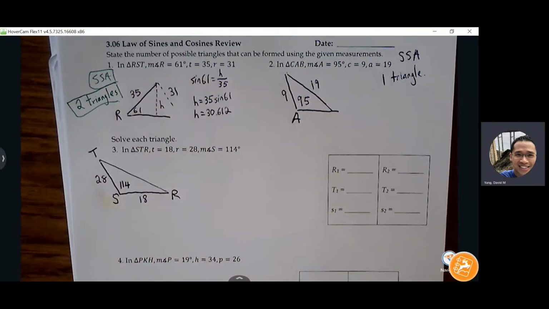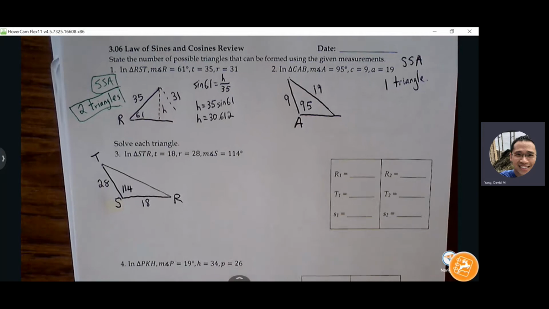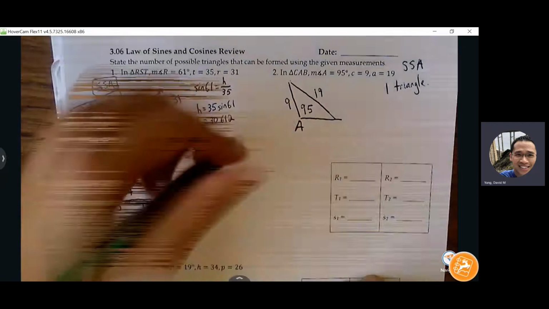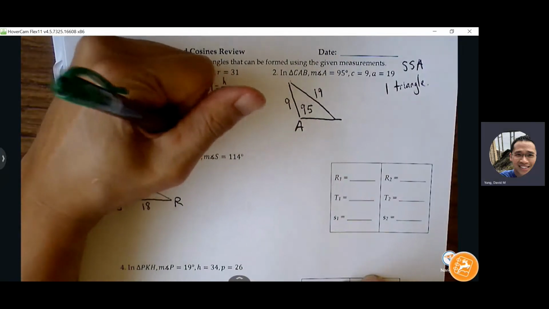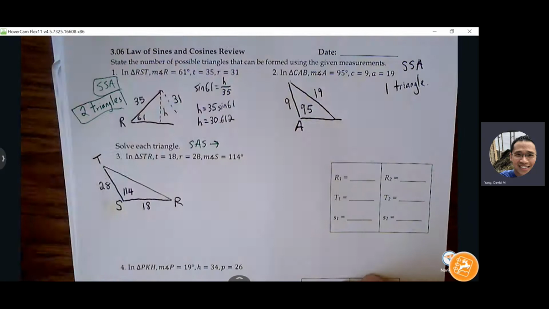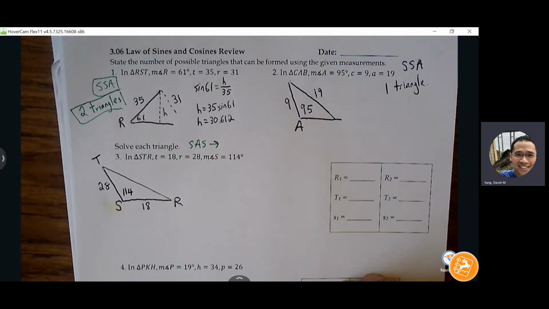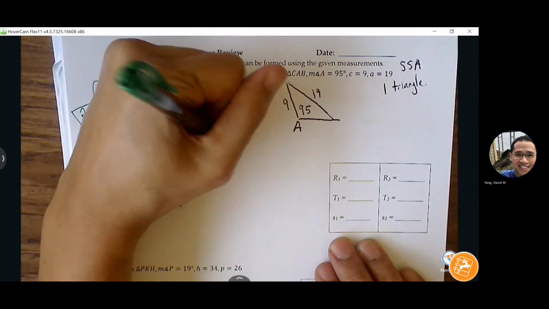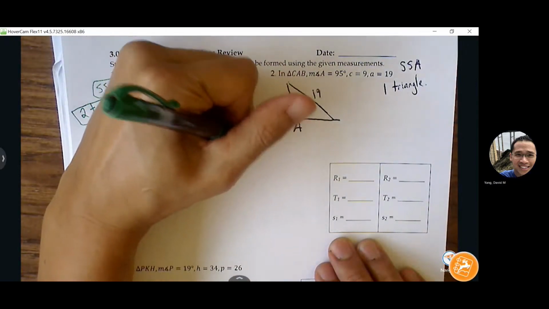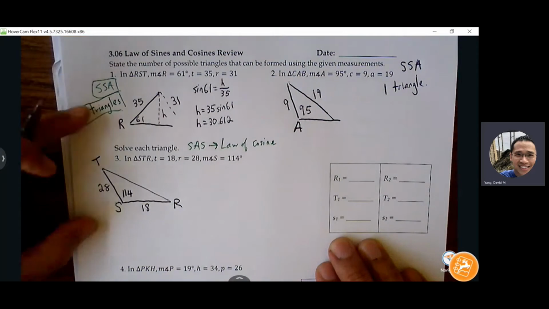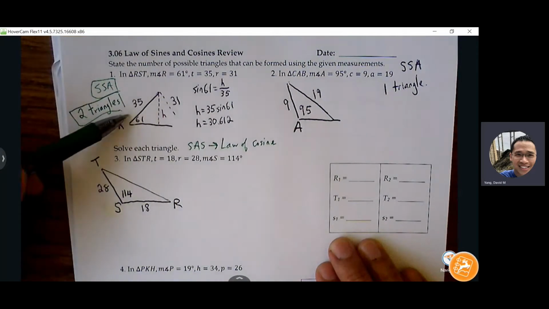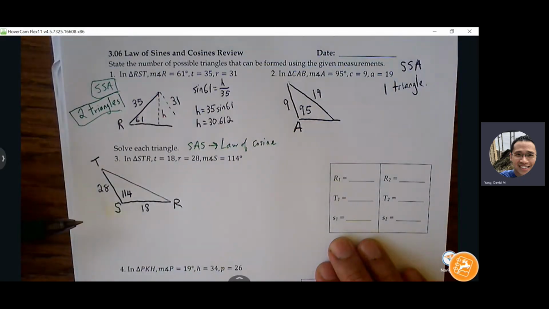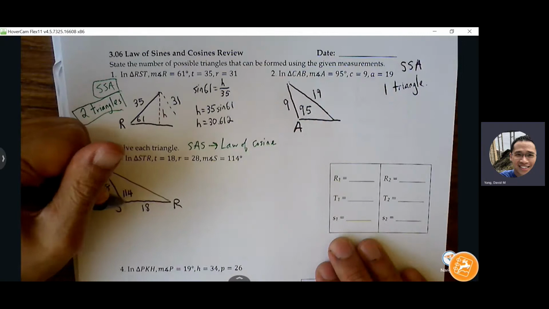All right, what category do we put this under? Side-angle-side. Okay, so put that down. Which means we start with what if you see side-angle-side? Law of cosines. Good. Okay. I want to make sure that we can see that distinct difference between side-side-angle versus side-angle-side. This one, we just go straight to law of cosines. Okay. We know we have to involve angle S.